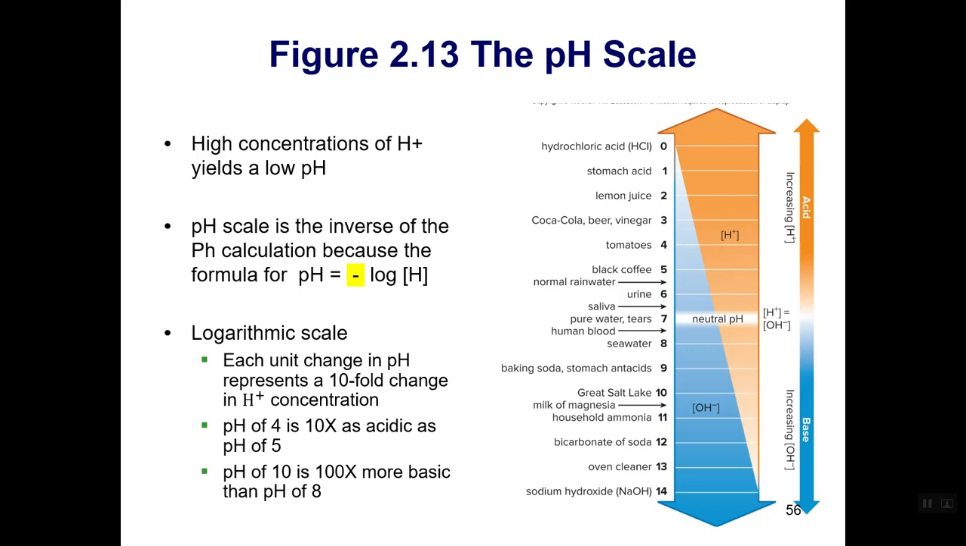Because our pH scale is the inverse of our pH calculation. We said to define pH mathematically, pH equals the negative log of the hydrogen ion concentration. So pH, because we have that negative sign, it's the inverse, right? So if we have lots of hydrogen ions, that means the pH is going to be very, very low. All right, so up here at 0, hydrochloric acid, which is very, very acidic, like close to the pH of the stomach, which is 1, we have lots of hydrogen and it's very acidic.